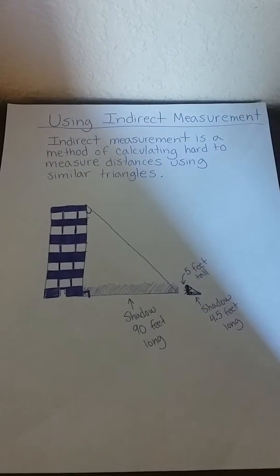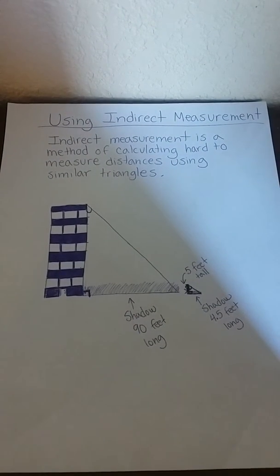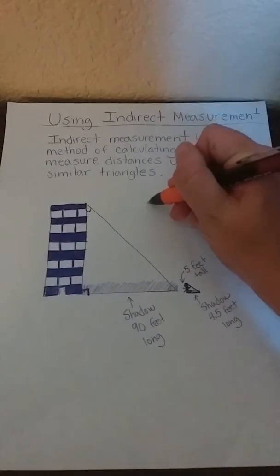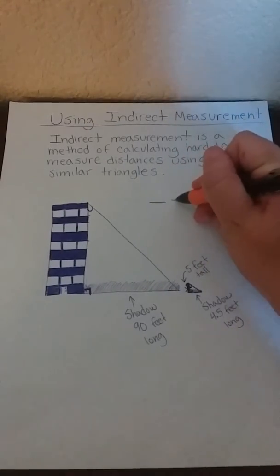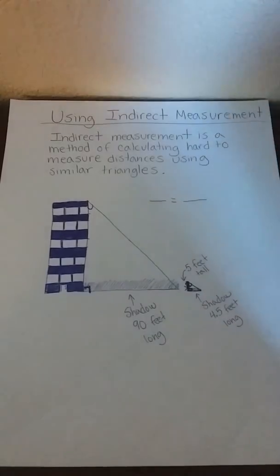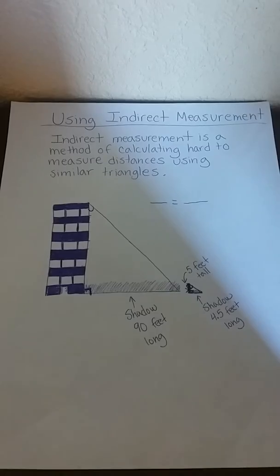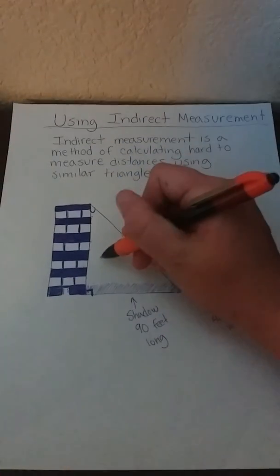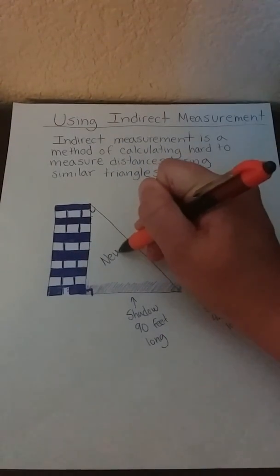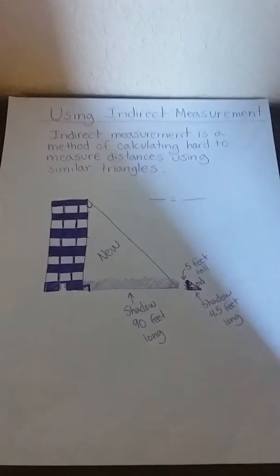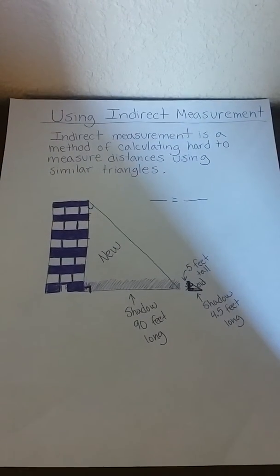Using this information, I can now calculate the height of the building. These are similar triangles, and similar triangles have sides that are proportional to each other. I have to pick one of these triangles to be my new shape and one to be my old shape. So I'm going to have this be new and this be old, and then scale factor is new over old.